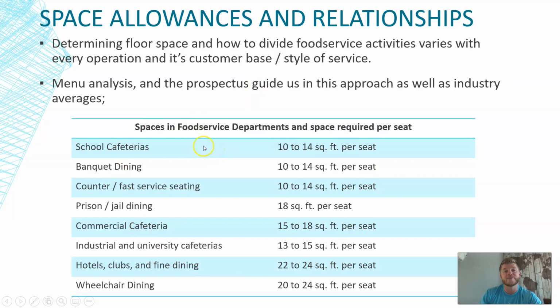industry averages as far as the space requirements per seat. So this is per one butt in a seat. So it gives you an idea. School cafeterias, banquet dining, counter and fast service seating is the least requirement. Then we have prison and jail dining, which has a little bit more, but this is mostly because of the security measures that they have to keep in place. Commercial cafeterias and industrial and university cafeterias have a little bit more room for seating. And then we have fine dining, hotels and clubs, where comfortability and intimacy really matter, as they're paying for that. So you have a lot more per square feet, which is fairly similar with wheelchair dining as well.